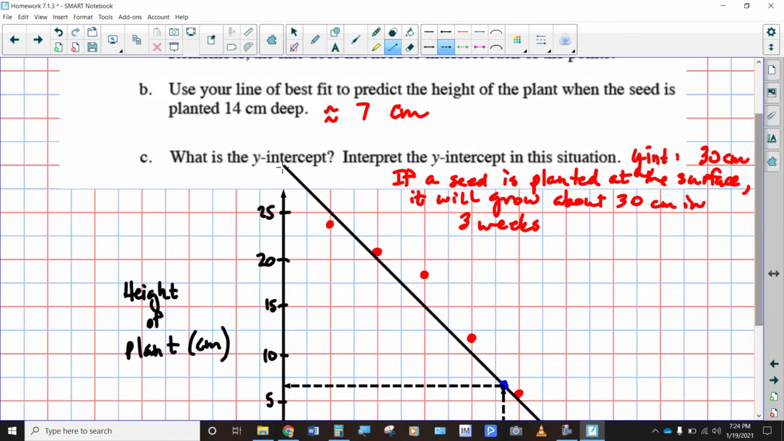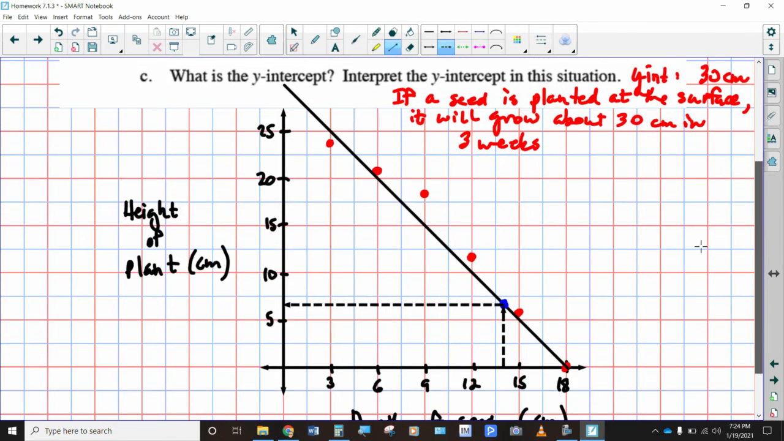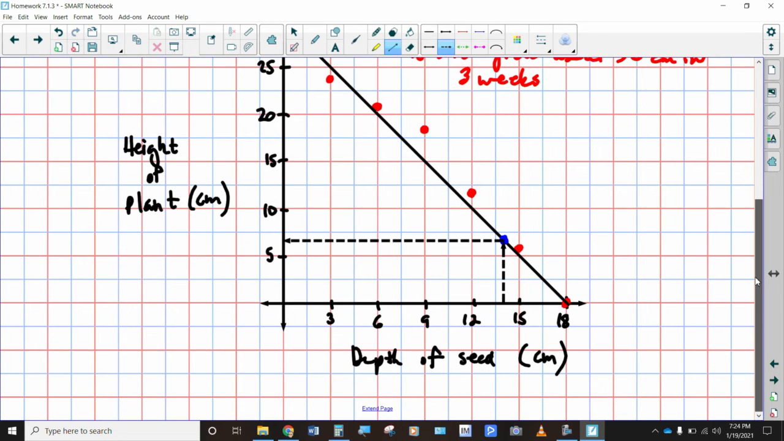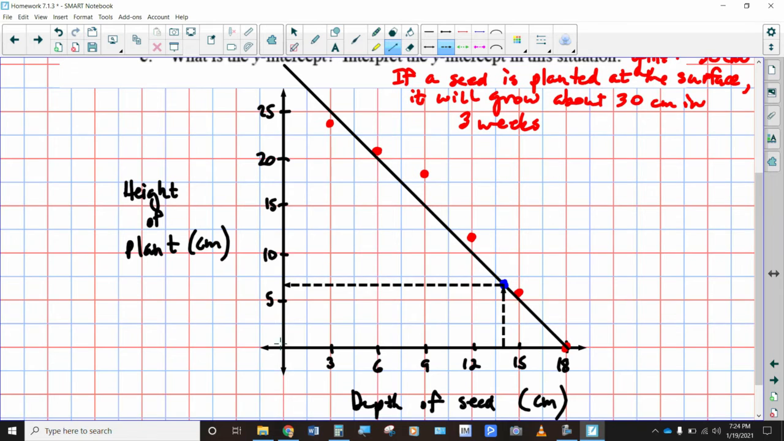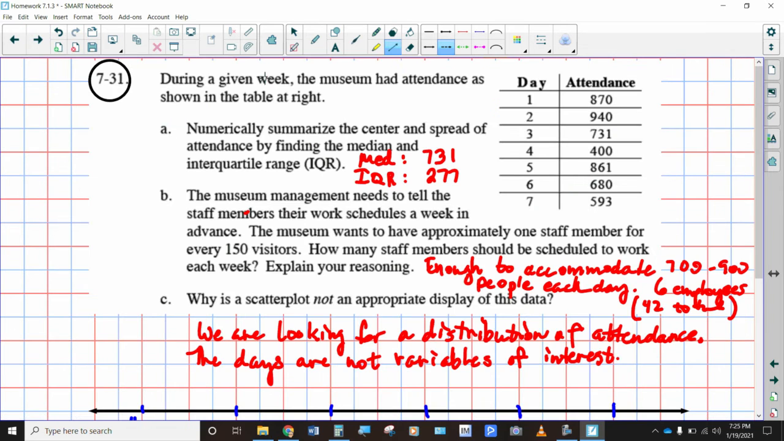So what is the y-intercept represented in this situation? The y-intercept appears to be right around where the 30 centimeter mark would be. And so if a plant is seeded at the surface, it will grow to about 30 centimeters in 3 weeks. That's really the interpretation of that, right? This is the height of the plant. And is that what it's saying? Is that depth of the seed? Oh, yes. So it was the depth of the seed, it was right at the surface. And so that's what we would expect it to be after 3 weeks. I guess I just said that, didn't I? I was so confused on that problem.